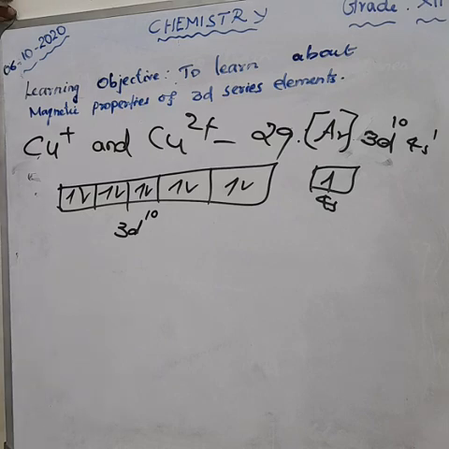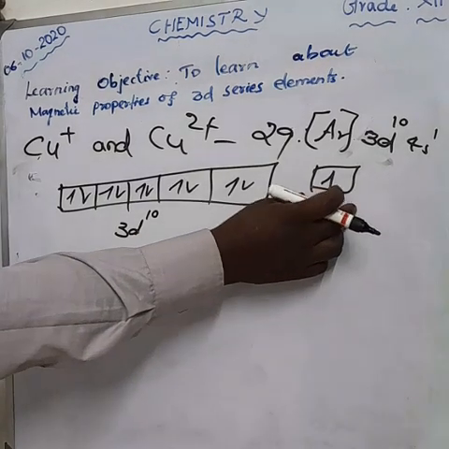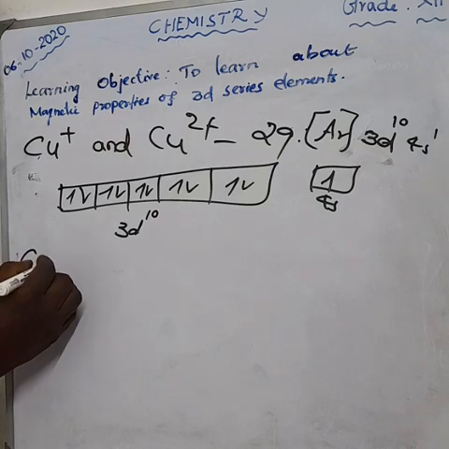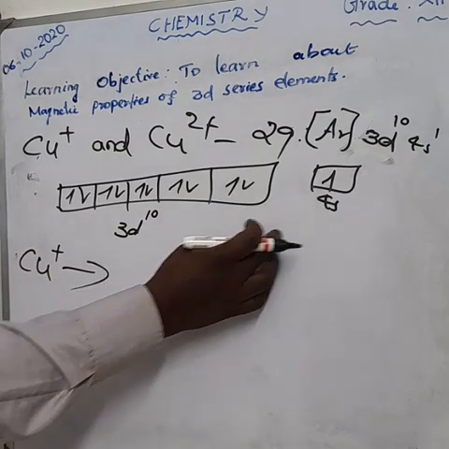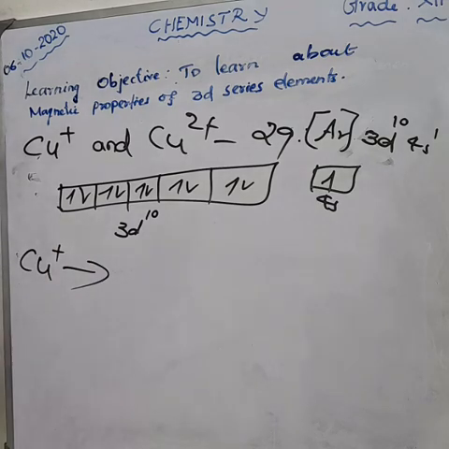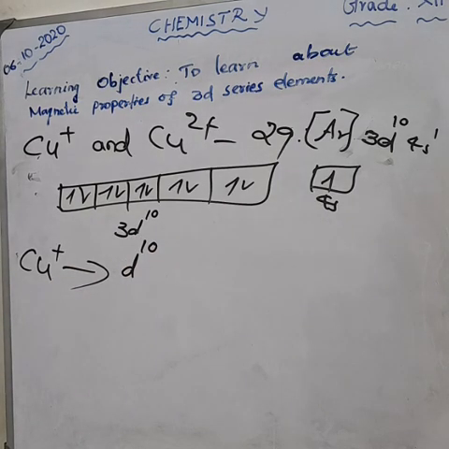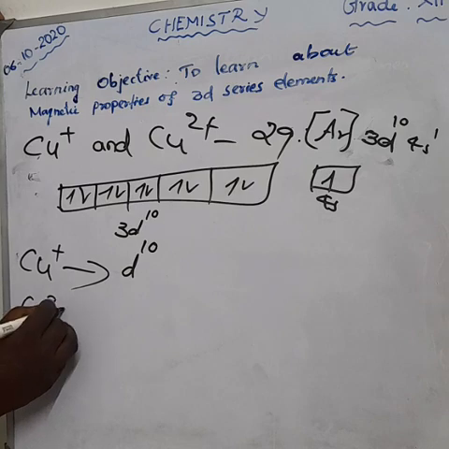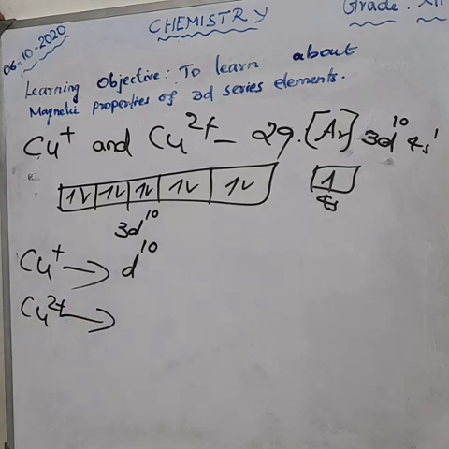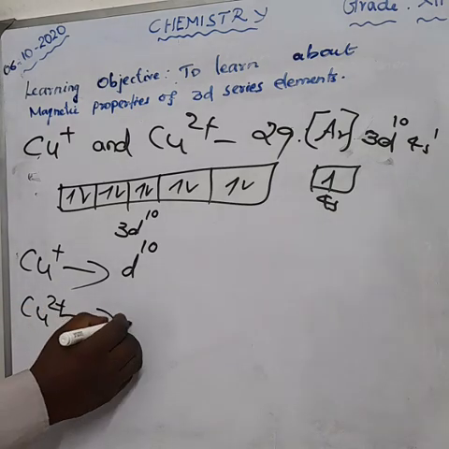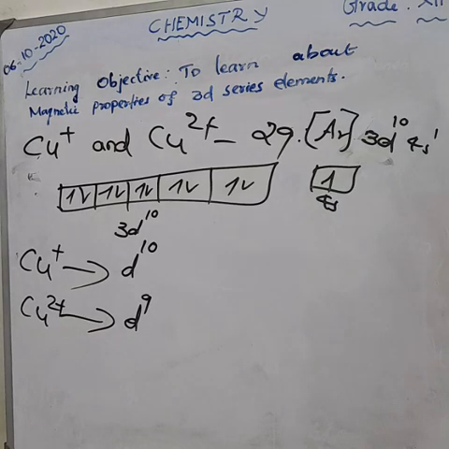Here copper loses 1 electron. Can you say what is the configuration? Copper loses 1 electron, Cu+. Here it has 11 electrons. Out of 11 it loses 1 electron, which means we get the d10 configuration. Can you say about Cu2+? Out of 11 it loses 2 electrons. So 11 minus 2 means we get the d9 configuration. Like that, all my dear children, all of you should work out all the configurations.